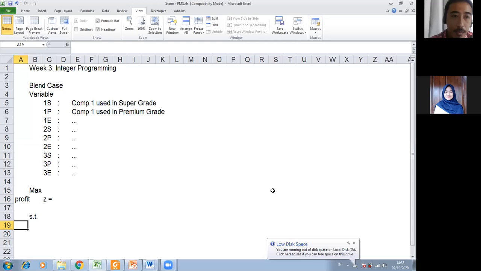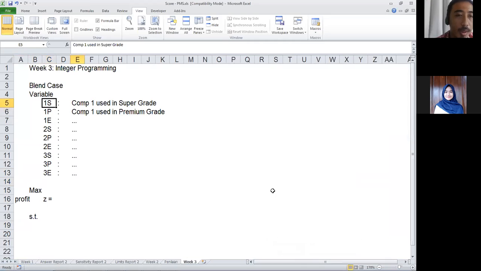Okay, let's continue. As I said before, this is just like our first big, complex case related to the land and wheat and potatoes and so on. So this is the same. There are three components, 1, 2, 3, and those components will be used in three grades of product: super, premium, and extra. That's why our variable will be like this. Component one used in super grade, component one used in premium grade, component one used in extra grade.